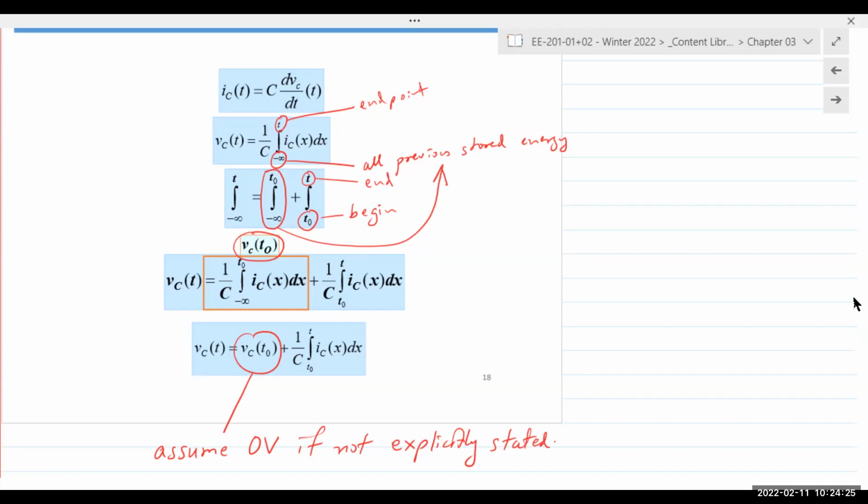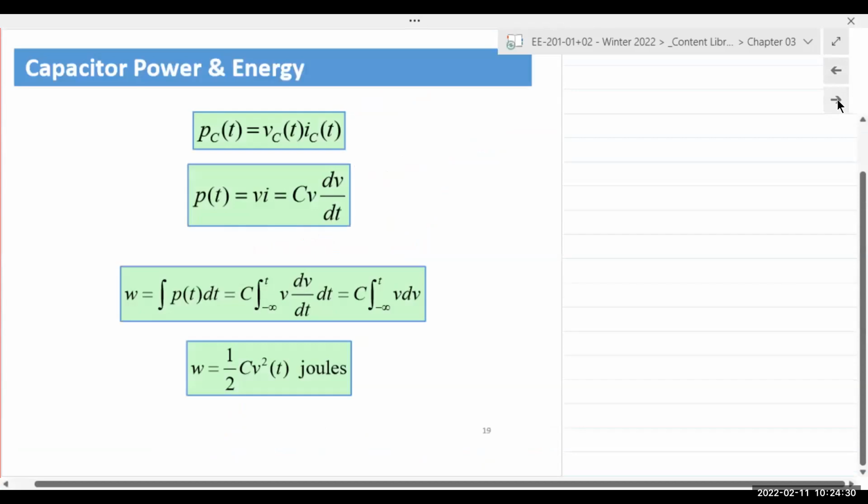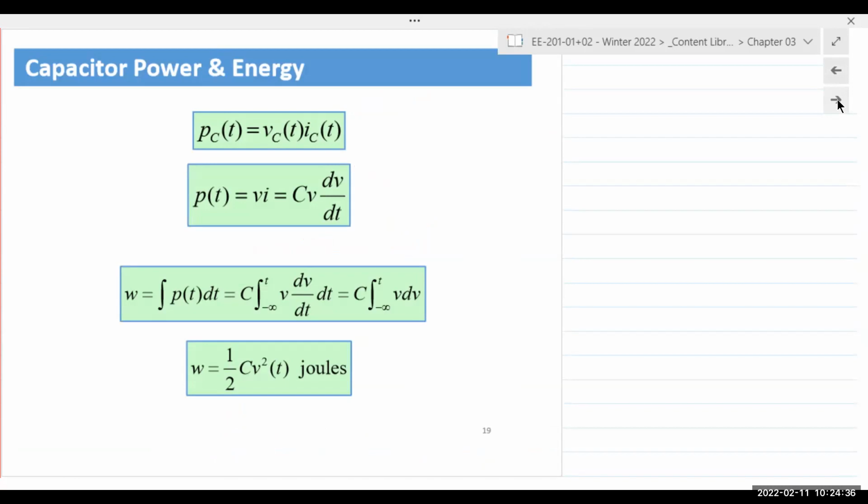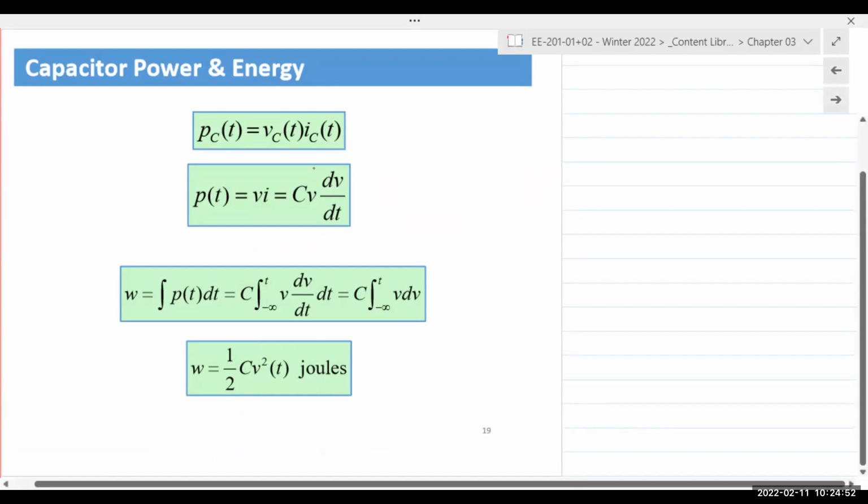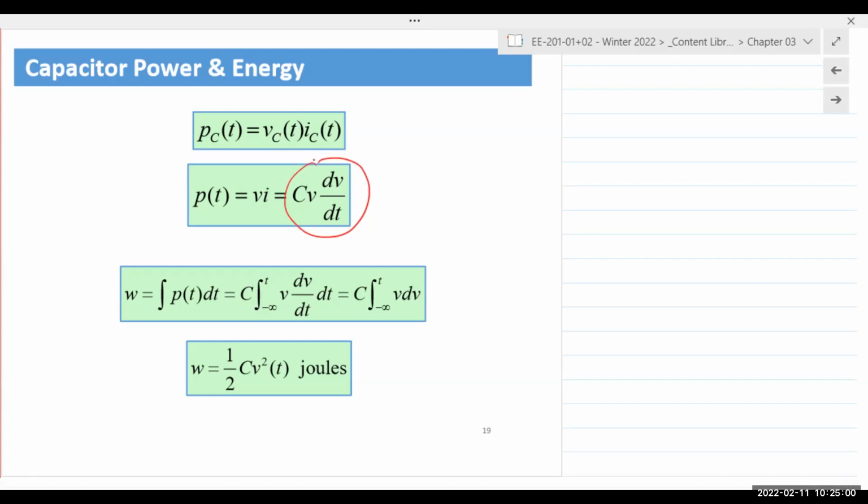Okay. So next we look at power and energy equations. Power is simply the product of the voltage and the current. Here I'm just using the notation pC(t), and so it's vC(t) times iC(t). It's the same standard expression, P is equal to VI. You plug in the equation for the capacitor current, C dV over dt, and you obtain CV dV over dt. For an inductor, we obtained Li di over dt. Here it's CV dV over dt.